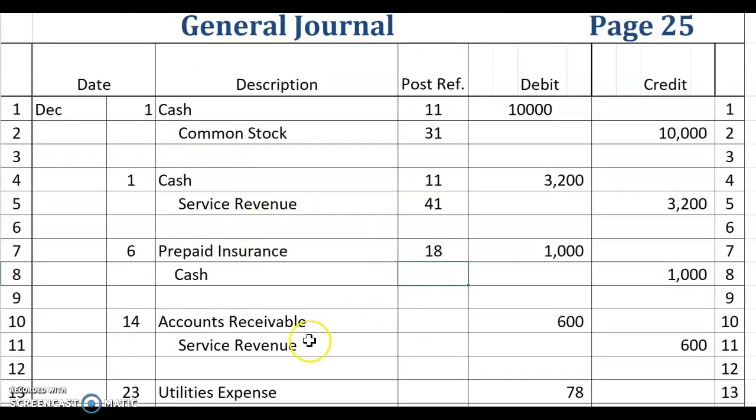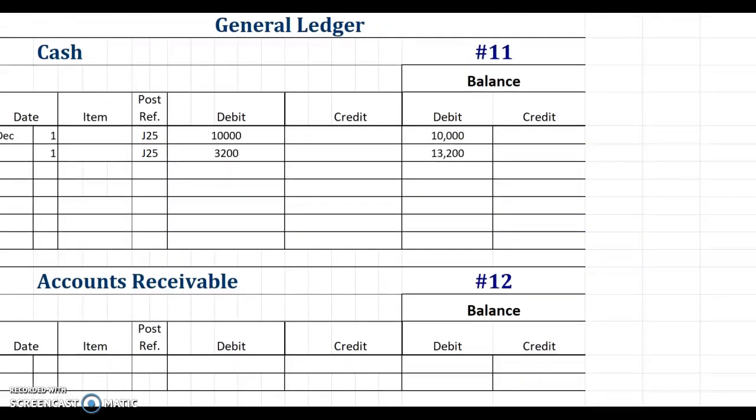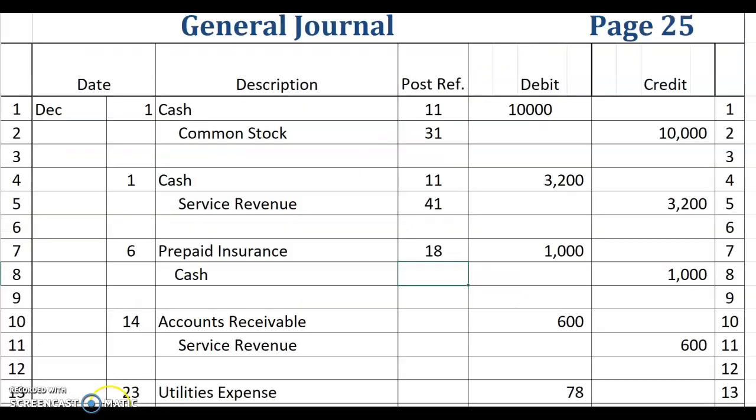Now we need to post a credit to cash of 1,000 from the 6th. So there's the date, the 6th, J25, post reference, credit to cash of 1,000. Okay. So we had a debit balance of 13,200. A debit and a credit get subtracted. So 13,200 minus 1,000. Now we've got 12,200 in cash. Again, this is account number 11.